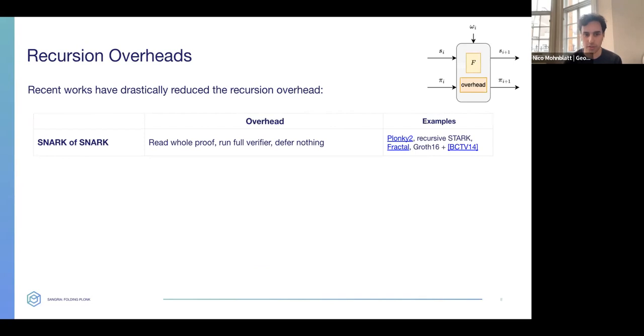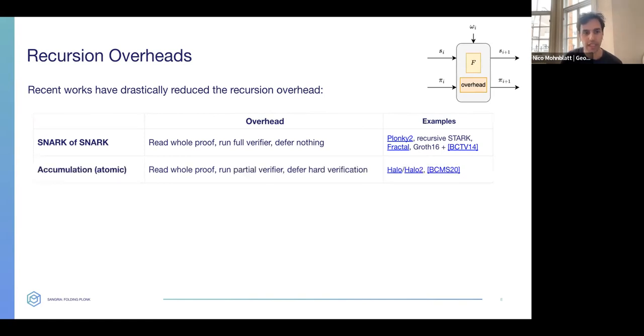The first approach was the SNARK approach. You read the proof, you run the verifier, and that's it, you're happy. The second approach is what they do in Halo: you read the proof, you run just part of the verifier inside your circuit, and you defer the hard part till the very end, and you only do it once. This deferral, doing only the easy part in circuit, gives you a smaller circuit, so you have a smaller overhead to pay for.